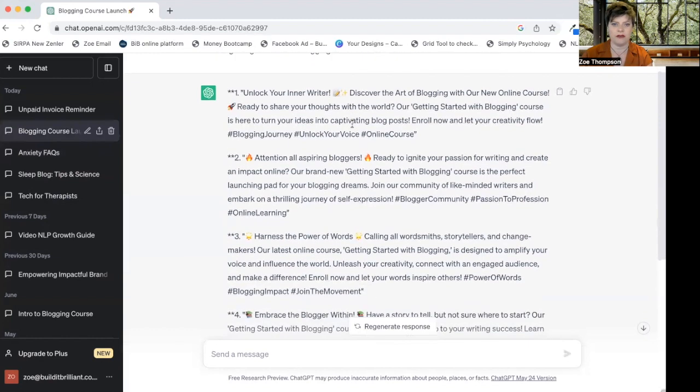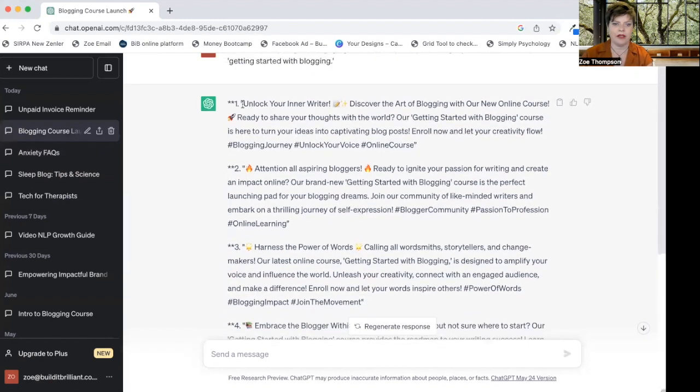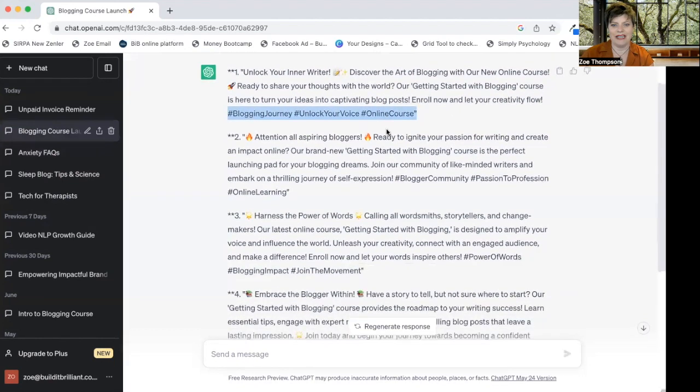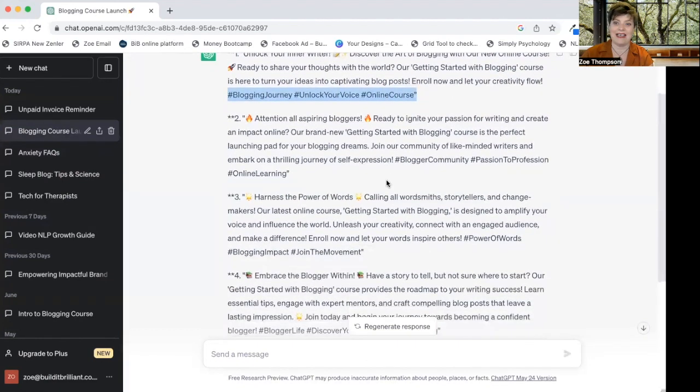So have a look at some of these. It's even given me the hashtags, which is really good. It's amazing what it can do. And again, I wouldn't necessarily copy and paste these word for word. Some of it isn't in my voice. Some of it isn't really hitting on the points that I want to get across in terms of promoting the blogging course.